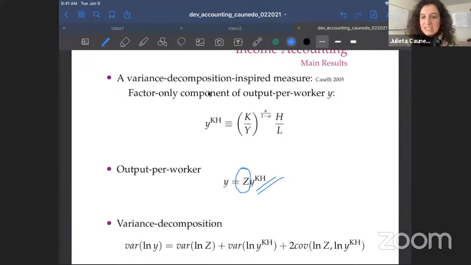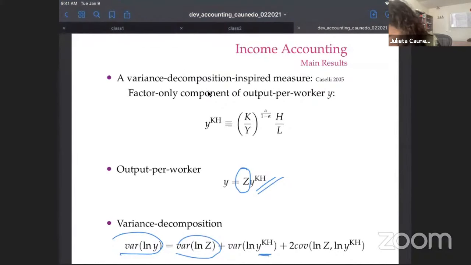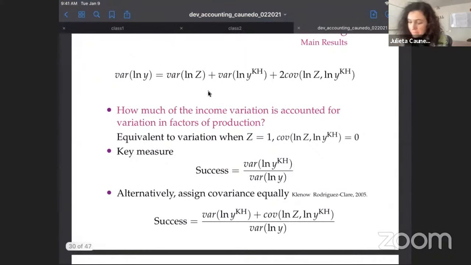If you do a log variance decomposition of this, you're going to see that the variance of log output is explained by the variance of the residual term, plus the variance of the things that you can measure, plus the covariance between those two. Now, what is the income accounting exercise in this environment? Remember, what we're trying to answer is how much of the income variation is accounted for by variation in factors of production. Well, this is equivalent to asking what the variation in output is when the productivity of all the countries is the same. But if the productivity of all the countries is the same, then the covariance between log Z and what you can measure is going to be zero, because Z is flat.